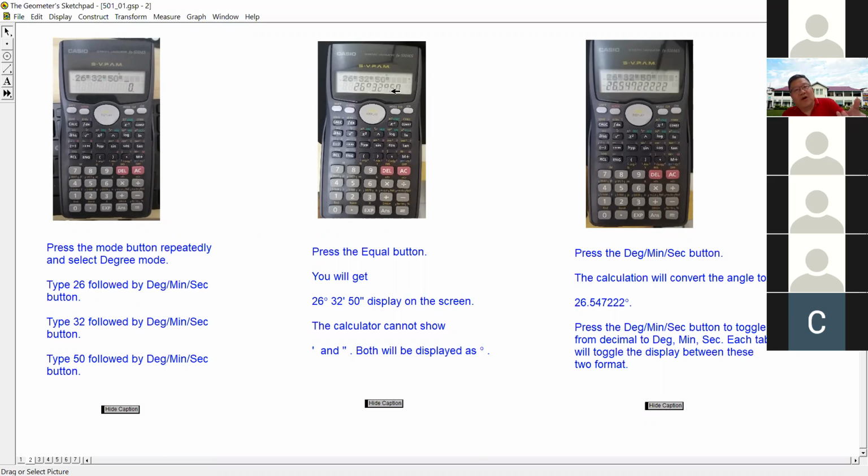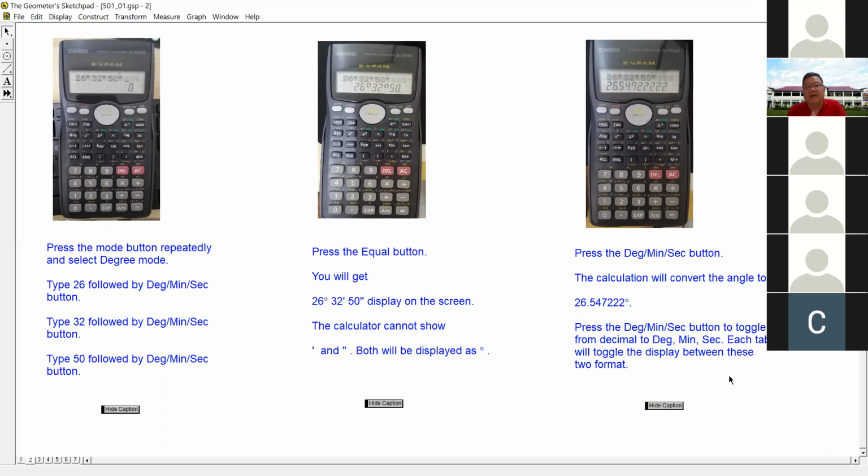Now you don't want this form. You want to change it to completely everything in degrees like this. You just press this degree, minute, second button. Once you press this one, it will convert to a decimal number. Press again, it converts back to the other form. Press again, it converts back to the decimal form. Press again, it converts back to the degree, minute, second form.